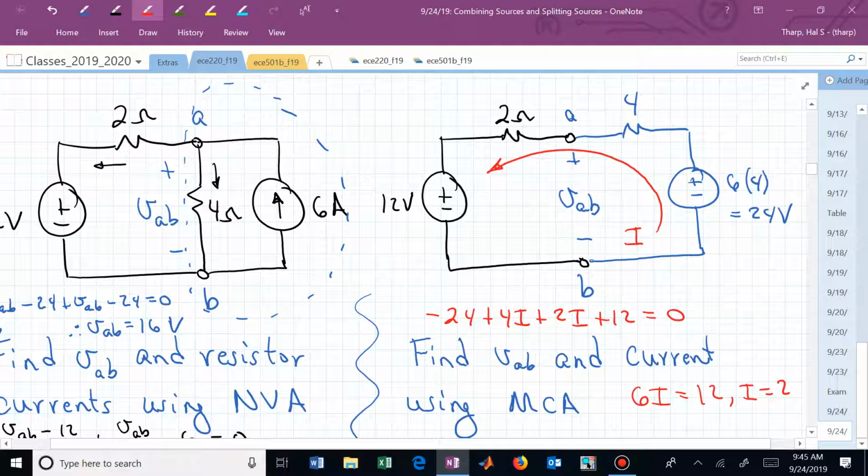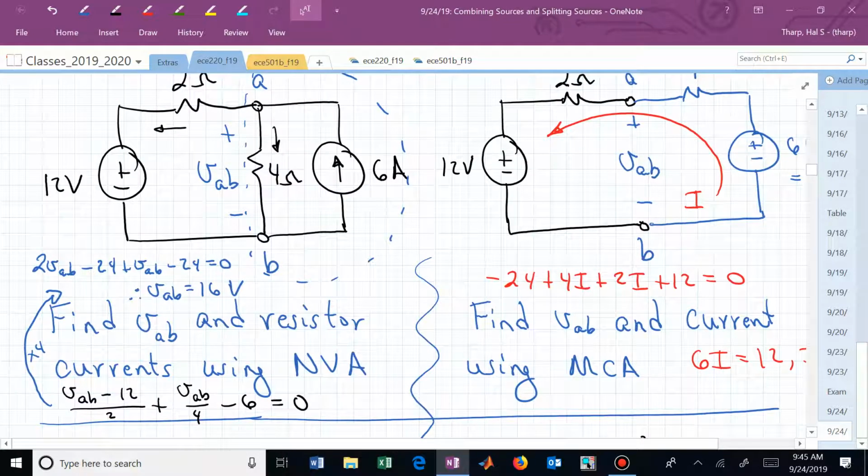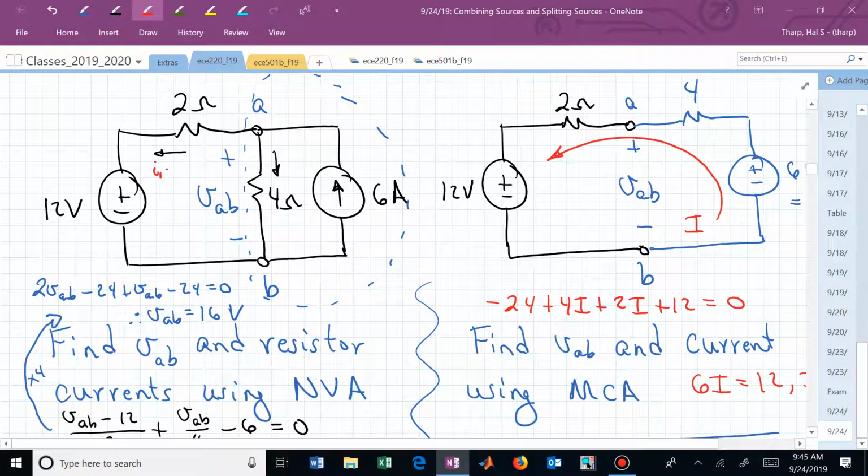And with that collection of information, we should be able to find the powers associated with each element in these two different circuits, left and right. Let's do that. And we might actually need that current. What is that current? If V sub AB is 16, the voltage drop from right to left is 16 minus 12, or 4, divided by 2. So this is now 2 amps. And what's this current?